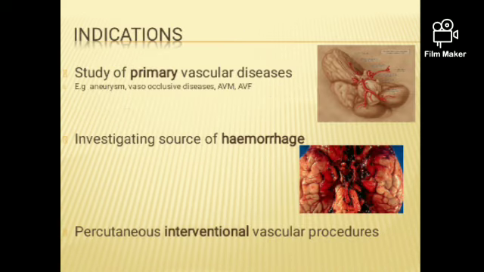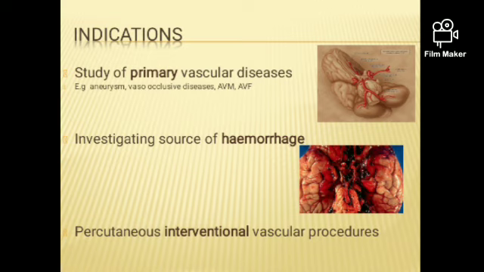Next is what are the main indications for angiography. The main indications are aneurysm, which is dilation of the arteries. We have vascular occlusive disease, that is occlusion, where blockage will happen. So what will happen? The blood vessel will become narrow, and stenosis will be there.